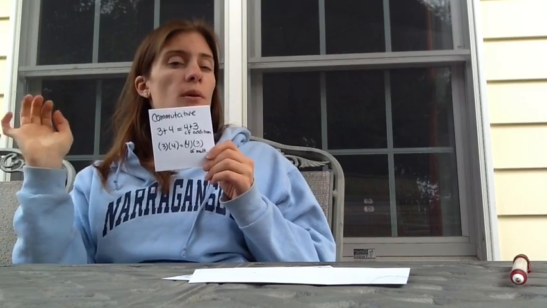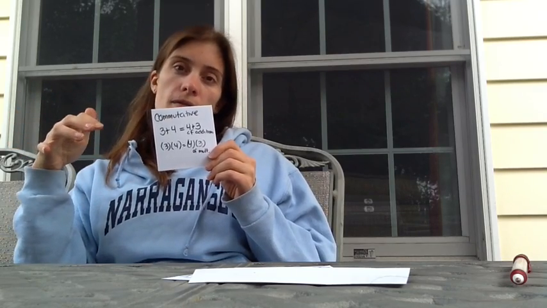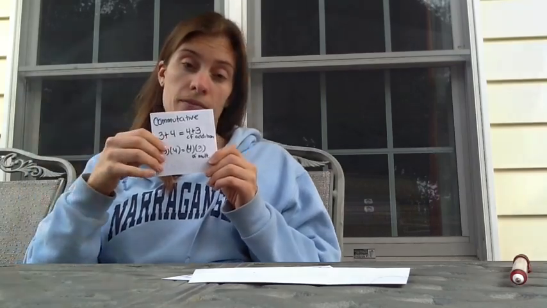Commutative property of addition. Commutative property of multiplication says the order that the numbers are multiplied does not matter. 3 times 4, 12. 4 times 3, 12. Doesn't matter.